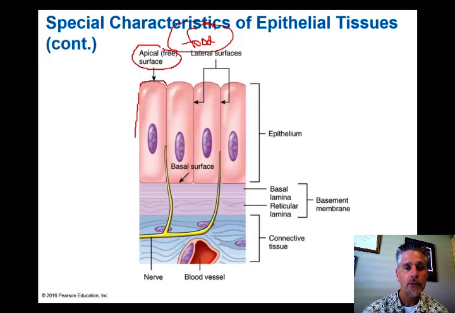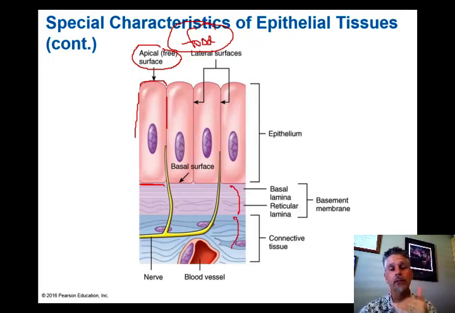The lateral surfaces on the side are attached to other cells, and the basal surface is like the basement down at the bottom of the cell. So that's what we refer to in terms of polarity. Here we see a basement membrane, some connective tissue underneath that's holding this epithelial tissue on. So there's a lot of interesting aspects about these cells.